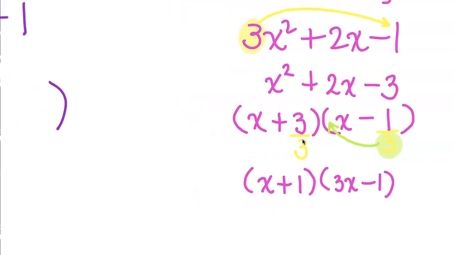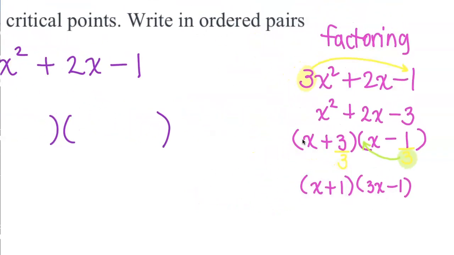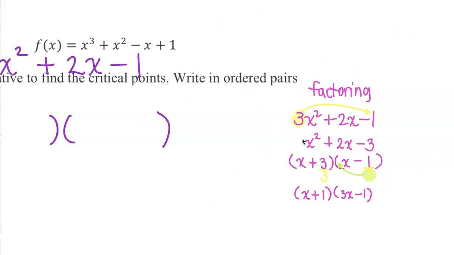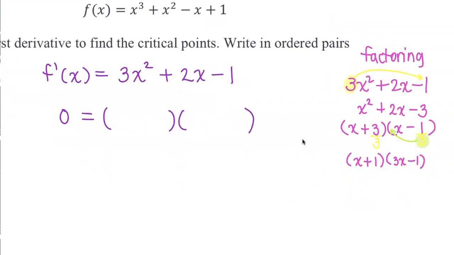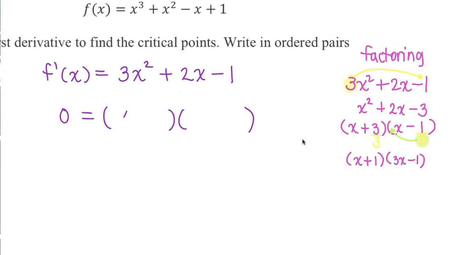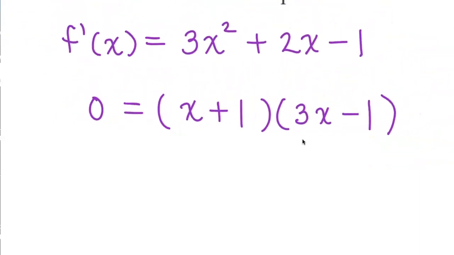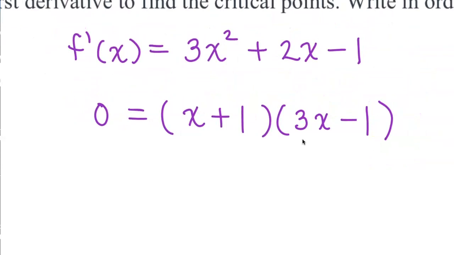So that was my mini factoring work on the side. But now I got that factored. I will write that down here, okay? X plus 1 and 3x minus 1. Because now I'm back to calculus, finding critical values. We're going to set each of these equal to 0.